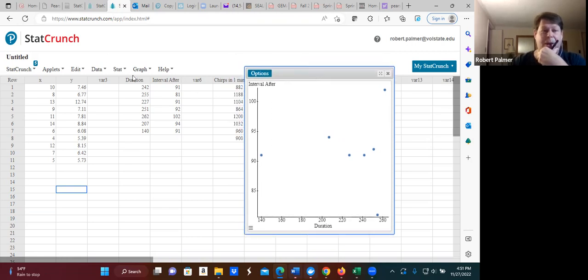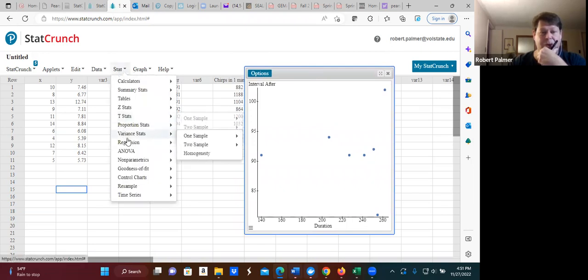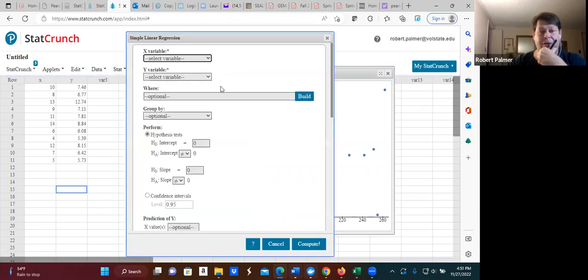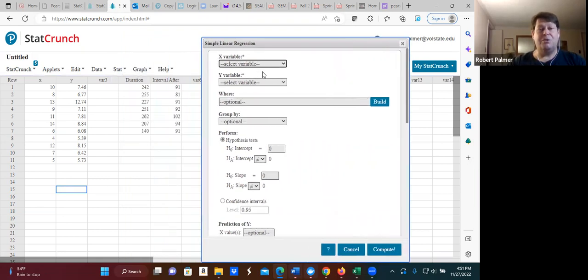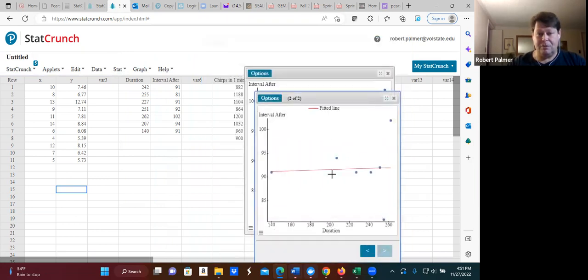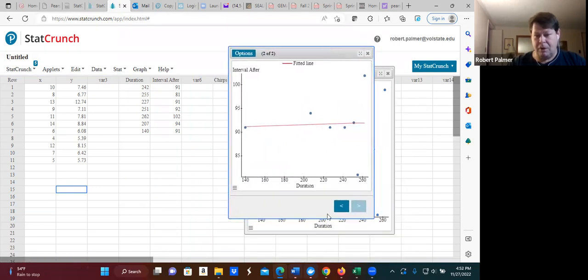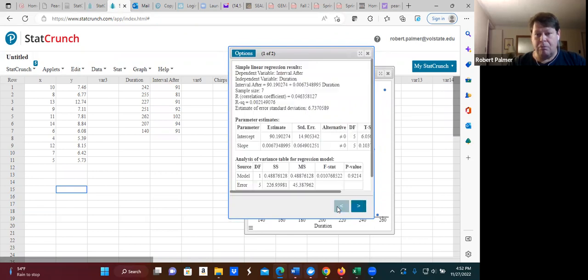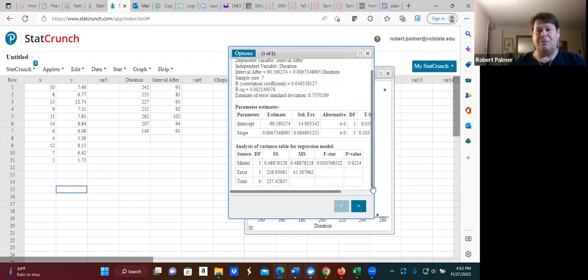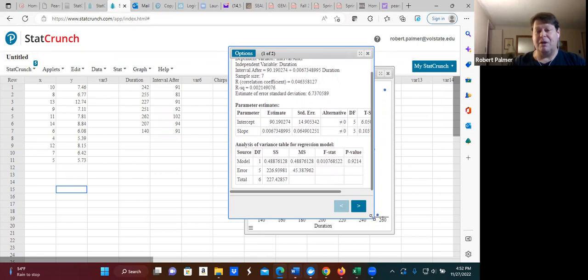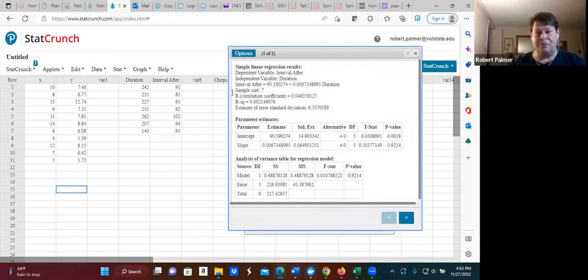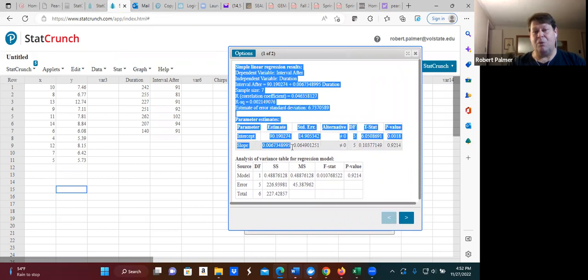We can leave that up and just go to Stat, Regression, Simple Linear, and then choose the same values. So we're going to choose duration for our X and interval after for our Y, and hit compute. There we go. This also shows what's called a regression line, something we may look at in a future video, but that's not important yet. Once again, let's copy this into our Word document and then we'll discuss it.